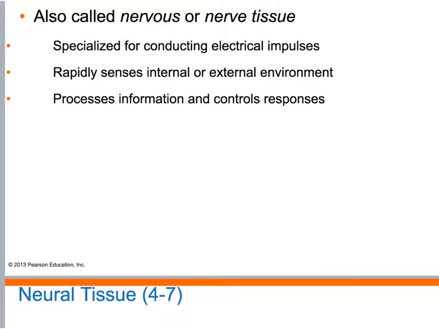Now we're going to begin nervous tissue. It's also called nerve or nervous tissue or neural tissue. It has 3 functions or characteristics. It's specialized for conducting electrical impulses. It rapidly senses the internal and external environment, and it processes the information and controls responses.